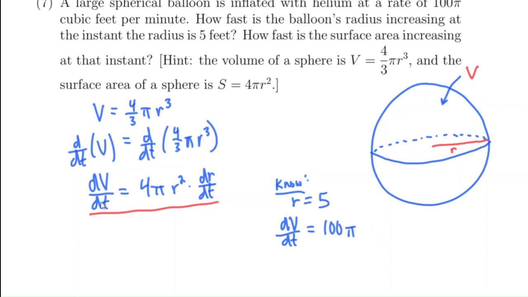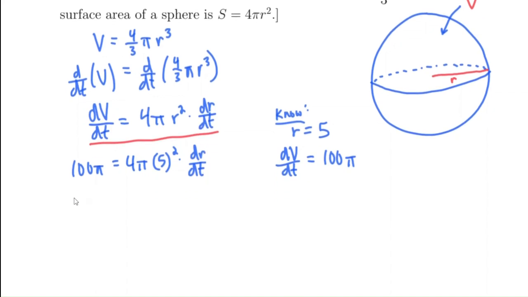So we'll plug these in here. dV/dt is 100 pi equals 4 pi times r squared, but r is 5, times dr/dt. Well, that's our unknown. That's how fast the radius is increasing, the rate of change of the radius, and that's what we want to find out. Notice we have 100 pi equals, well, 5 squared is 25 times 4 is 100, so the right-hand side is also just 100 pi times dr/dt. And if we divide both sides by 100 pi, you can see that dr/dt is just 1.